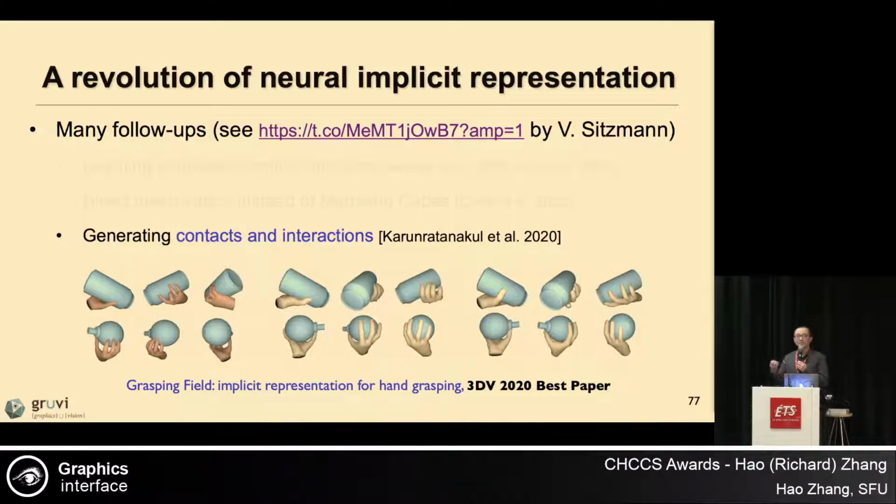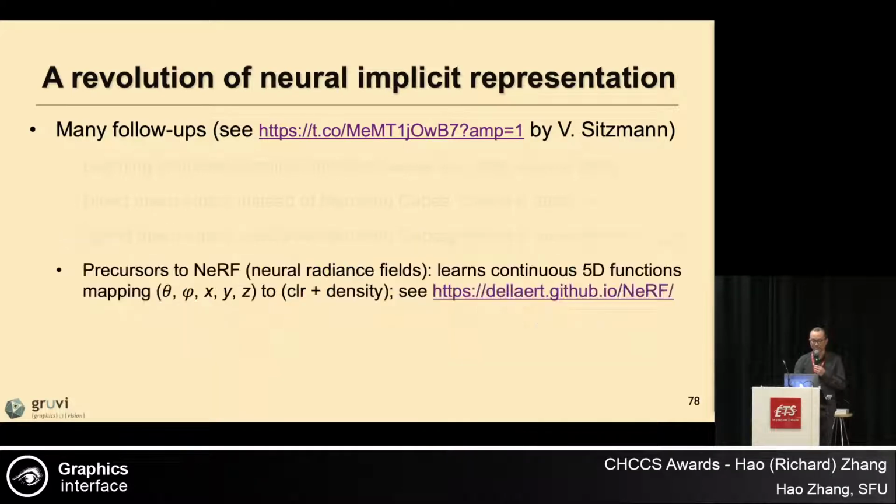And grasping, okay, hand grasping is also a really good application where you can use implicits because it's really about context and interactions. And this paper is not our paper, actually was the winner of the 3DV 2020 Best Paper. So a lot of follow-ups.